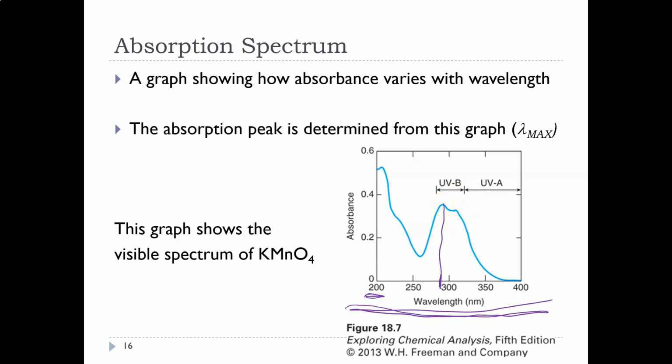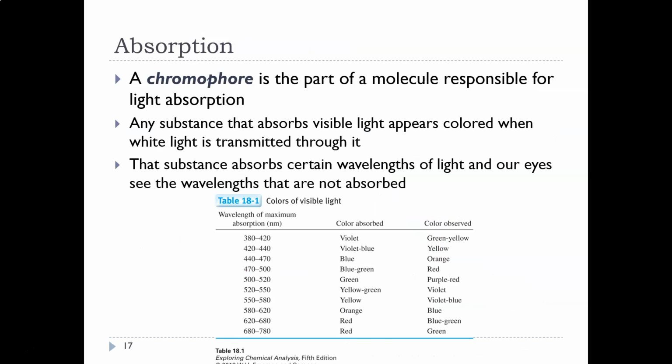So if I were to give you a graph like this and ask you what is the lambda max, what is the wavelength we should set our instrument at, you're looking for the top of the hill that's not too close to either side. Okay, this is just an example for potassium permanganate. This would look different for every compound. You run this with caffeine, and that's how the wavelength was determined for caffeine.